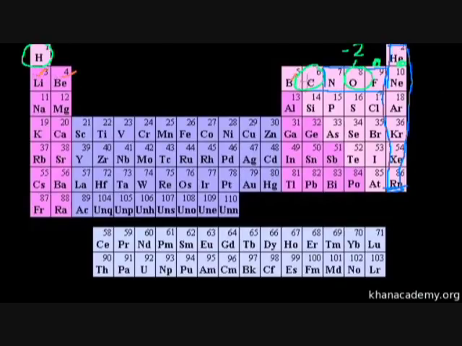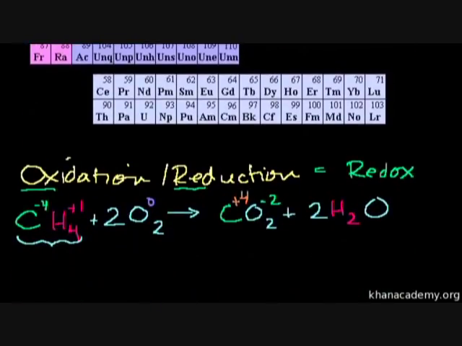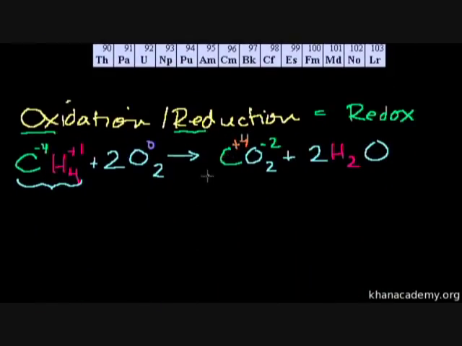It has 1, 2, 3, 4 valence electrons in its second shell, which is its reactive shell. So its oxidation number is +4. Now let's look at the water. We've done that a bunch.